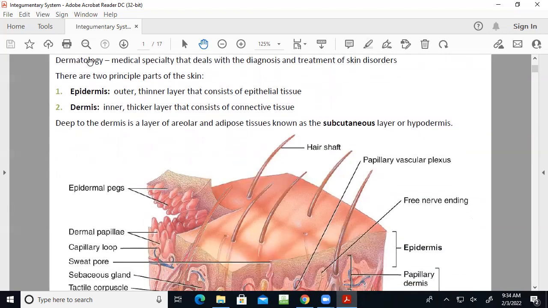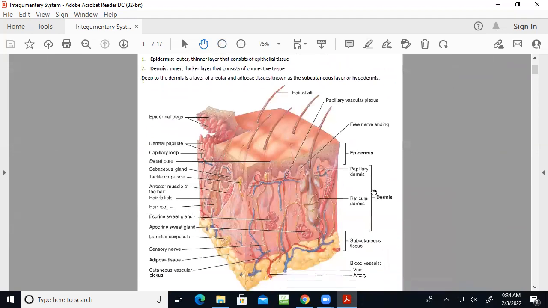I'm sure you all know what dermatologists are: doctors who practice dermatology, the medical specialty dealing with diagnosing and treating skin disorders. There are two principal parts to the skin: the outer thin epidermis, which is made up of epithelial tissue. We'll start talking about that on the next couple of slides. Deep to that is the much thicker dermis, made up of connective tissue.